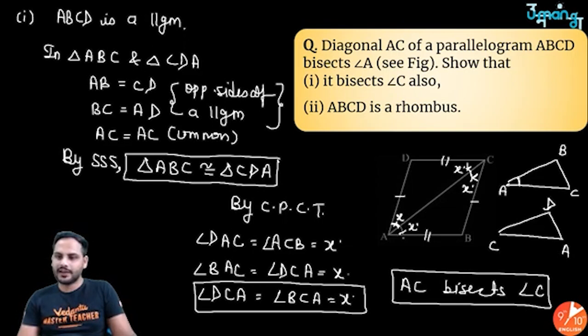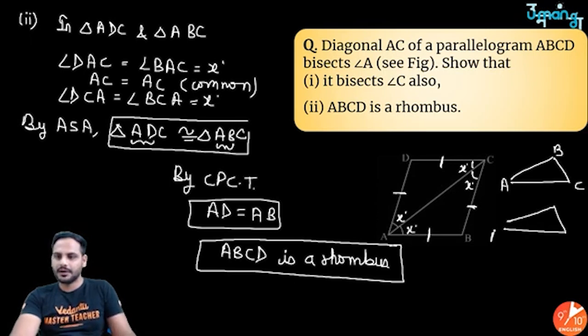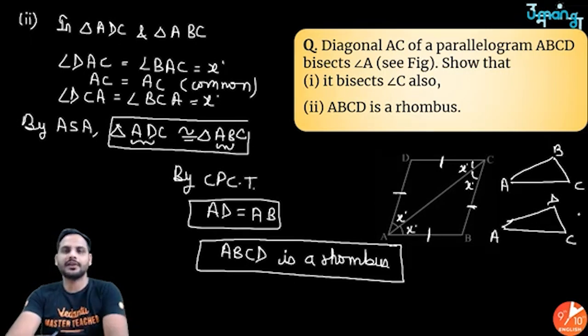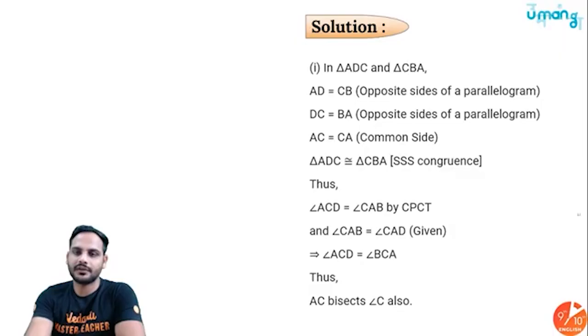So this angle and this angle will become equal. You can see A and C, opposite, are corresponding. But here the corresponding points I am taking like this: A, B, C and here A, D, C. So A and A are corresponding, C and C are corresponding. Got it? So this is how I have got this result.